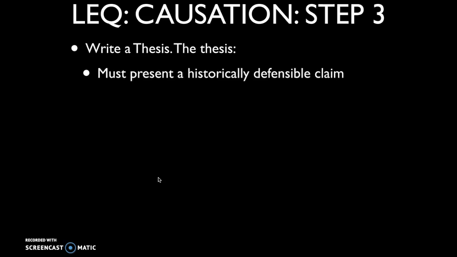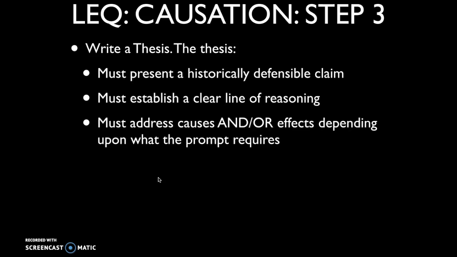So once you've generated that flowchart, the next step is then to put those claims together into what's known as a thesis. So your next step is to write a thesis. Now, the thesis must present a historically defensible claim, or as you'll see, kind of a connection of a series of claims. It must establish a clear line of reasoning. Those are the two qualifying requirements to get the point on the thesis. So it must, in a causation essay, if they ask for both causes and effects, address both causes and effects, or like the two that we've just looked at, if it just asks for causes or effects, you're only going to address one or the other most likely.